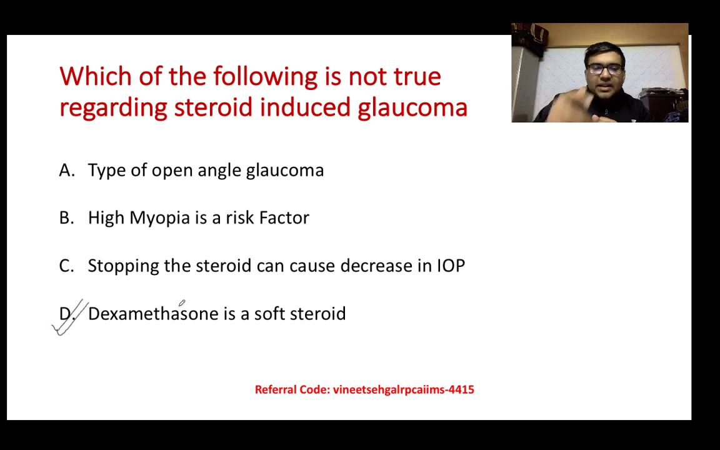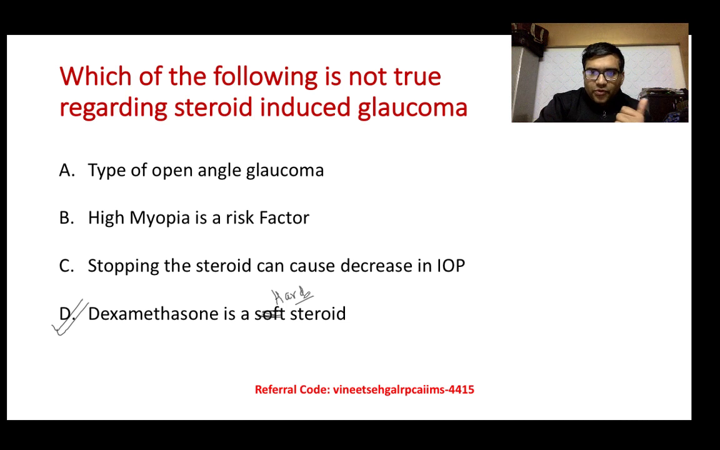So remember, dexamethasone is not a soft steroid. It has a very high predisposition to cause steroid induced glaucoma. So it is a hard steroid and not a soft steroid. Remember, steroid induced glaucoma is an open angle glaucoma, high myopia is a generalized risk factor, and stopping the steroid can cause decrease in intraocular pressure.